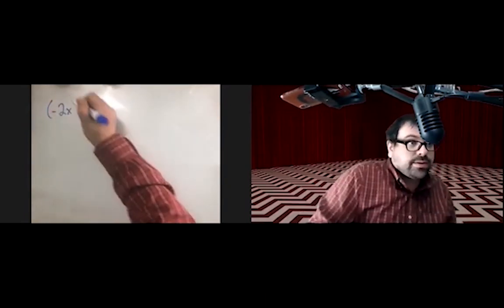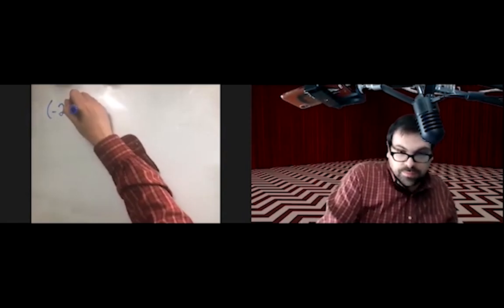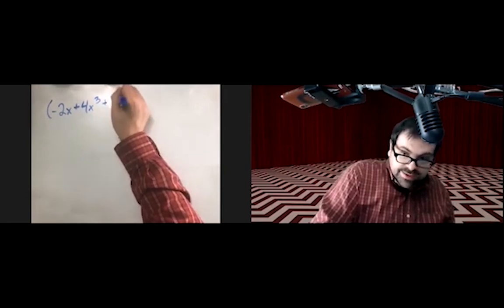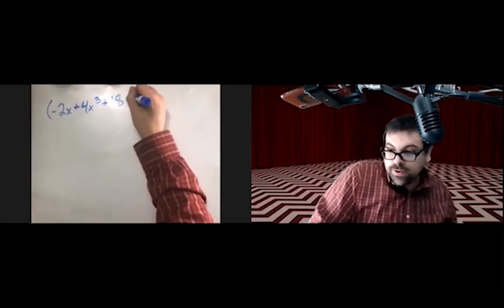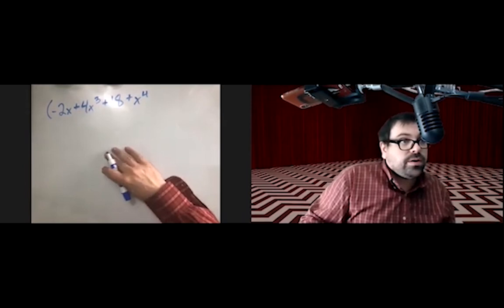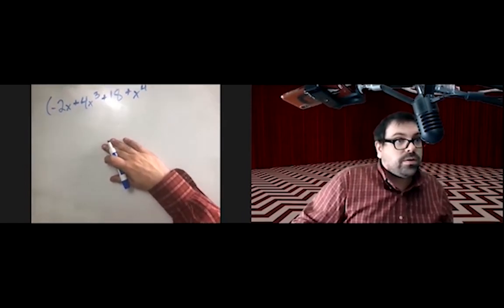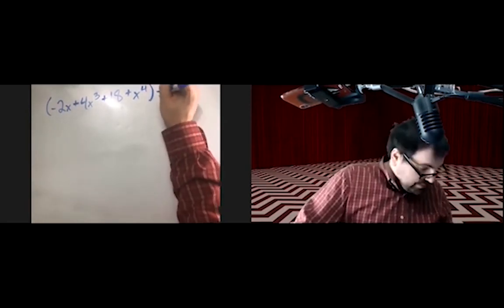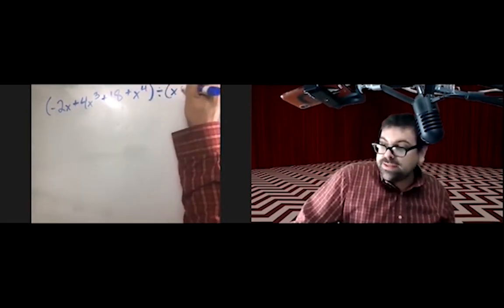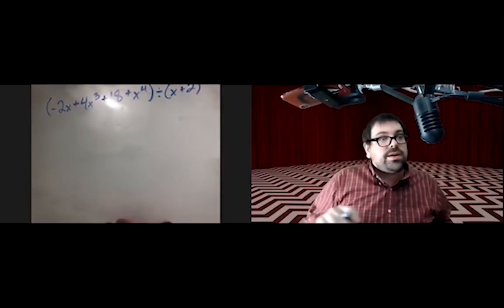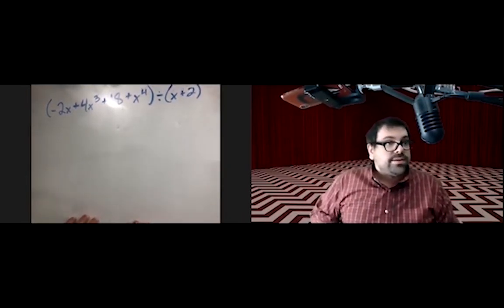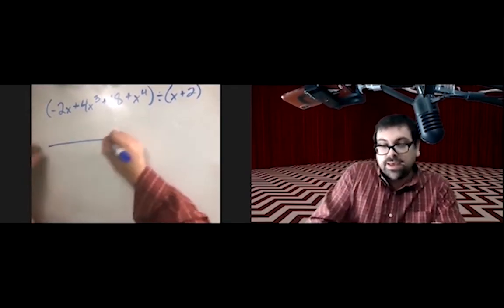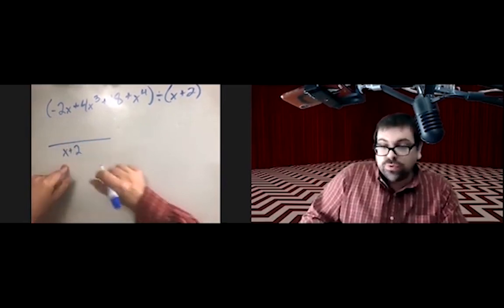Negative 2x plus 4x cubed plus 18 plus x to the fourth divided by x plus 2. Now I'm going to rewrite this in decreasing power of x. It's divided by x plus 2.